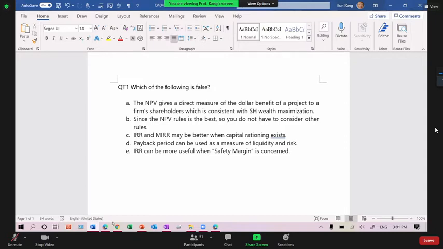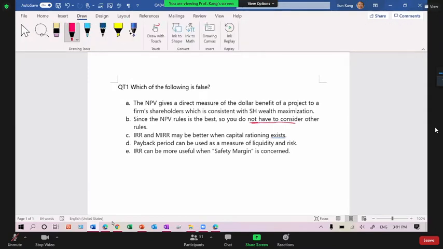The net present value gives a direct measure of dollar benefit of a project to a firm's shareholders, which is consistent with shareholder wealth. That's correct. "Since the NPV rule is the best, you do not have to consider..." That's wrong, right? The NPV rule is the best given some conditions, and the other ones are correct. That's almost the same as the slide. So the good news is that almost everybody got it correct.